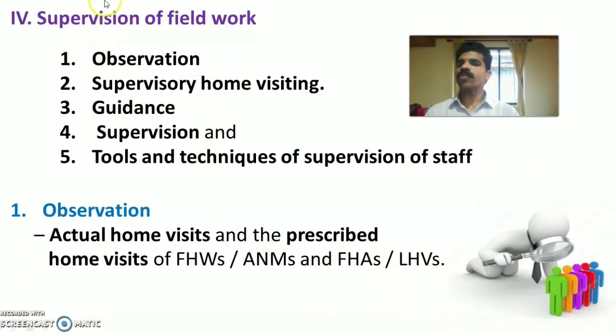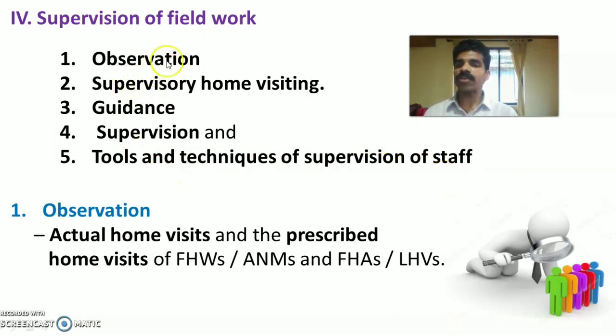Next is the 4th supervisory area of a community health nurse in supervision, that is supervision of field work of all the employees or subordinates or health workers. That is supervision of field work of all the subordinates or other health personnel. It includes observation, supervisory home visiting, guidance, supervision of health personnel, and tools and techniques of supervision of staff.